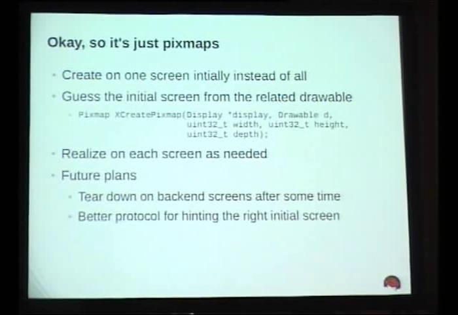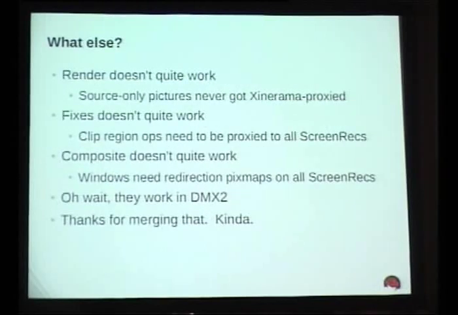In the future, you might like to tear down a pixmap if it ends up being instantiated on multiple screens. Eventually, if I move the Firefox window from this screen to this screen, this one no longer needs it, so I can just tear it down there at some point. And some kind of better protocol for hinting the right initial screen. We fixed Cairo to do this sensibly, so that when you do create surface similar, it will go to the right screen rec. But that's not necessarily enough information. So at least we've got a plan there.